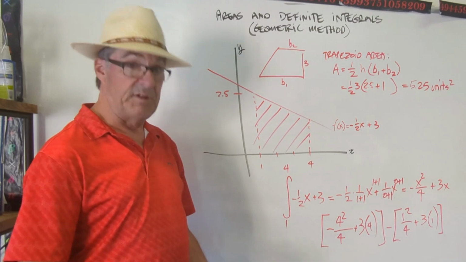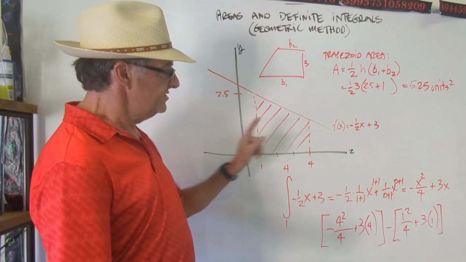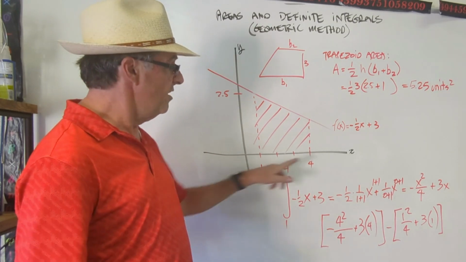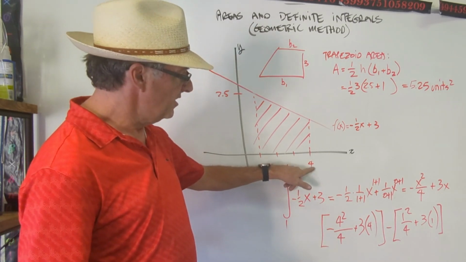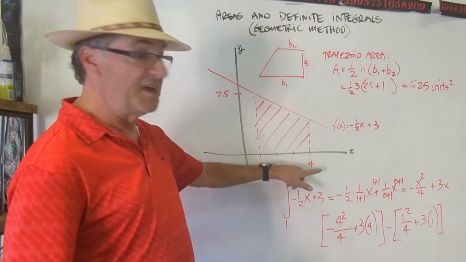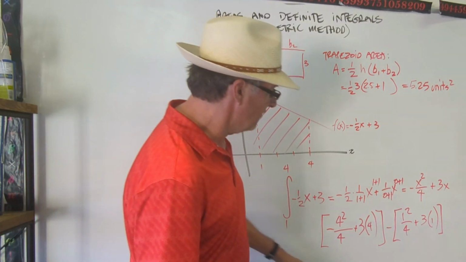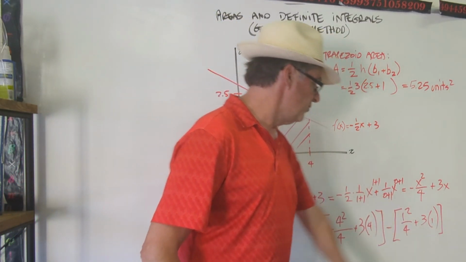Now, I did my plug-in step. Now remember, you're subtracting the left one from the right one. So I'm going to subtract the integral function with 4 put in there. I'm going to subtract from that the same thing with 1 put in there.